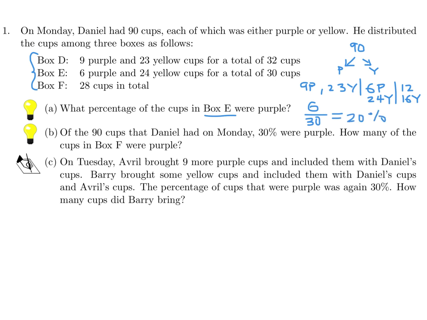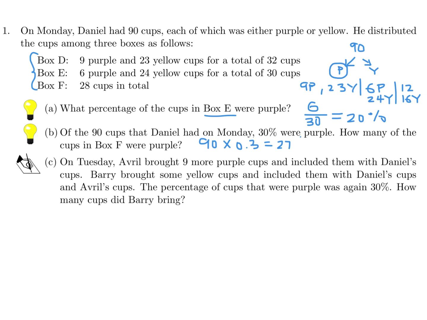Okay, B. This says that of the 90 cups that Daniel had on Monday, 30% were purple. How many of the cups in F were purple? All right. So first thing is that of the 90, 30% are purple. So 90 times 30%, so 0.3, that is 27. So there's 27 purple. And then we have to figure out how many in F are purple.